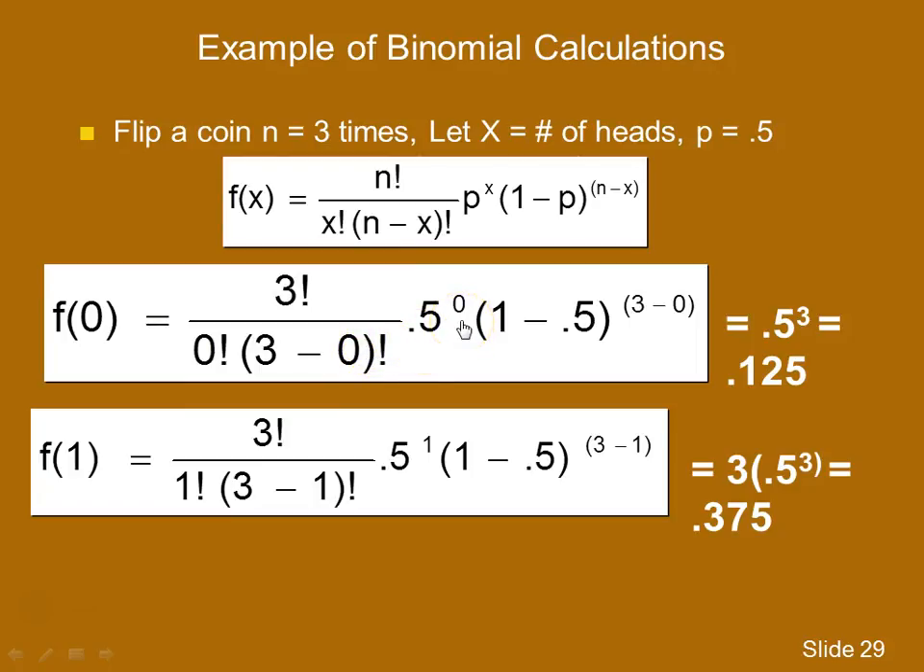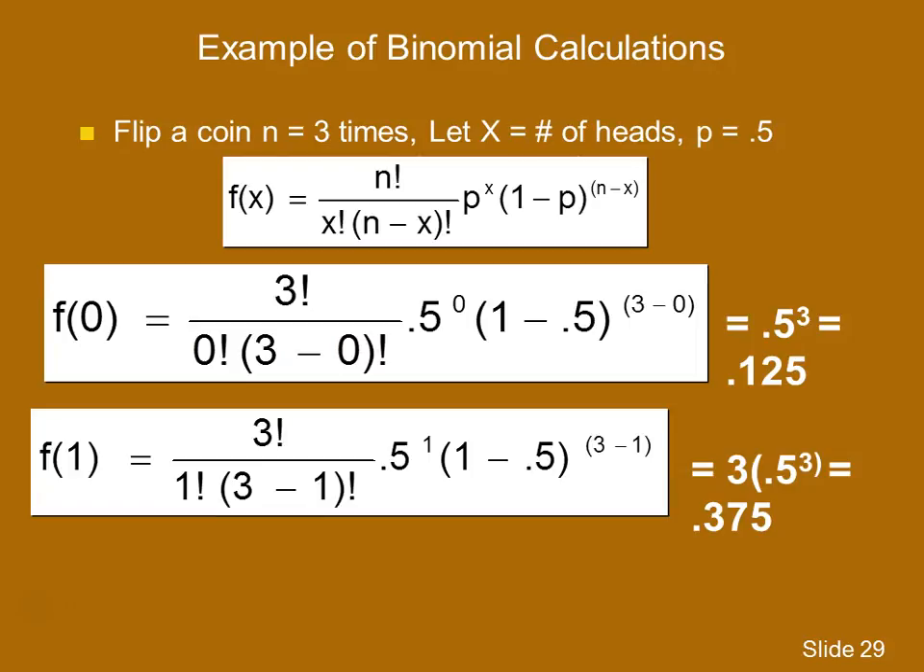0.5 to the 0, we want no heads with probability 0.5, and if you remember your algebra, anything raised to the 0 power is the number 1. And then we'll have 1 minus p, 1 minus a half raised to the 3rd power. So this drops out of the formula, so does this. We're left with just a half cubed, or 0.125. So the probability of 0 heads is 0.125.